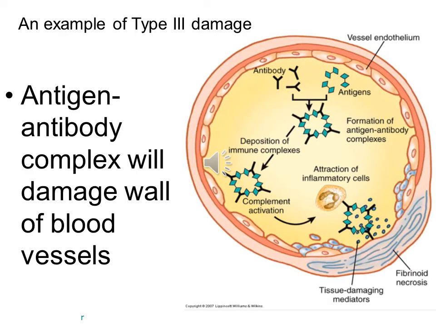Here we see an antigen-antibody complex being formed and being deposited on the wall of a blood vessel. In the bottom of the picture, a neutrophil is releasing chemicals that are destroying the wall of the blood vessel.